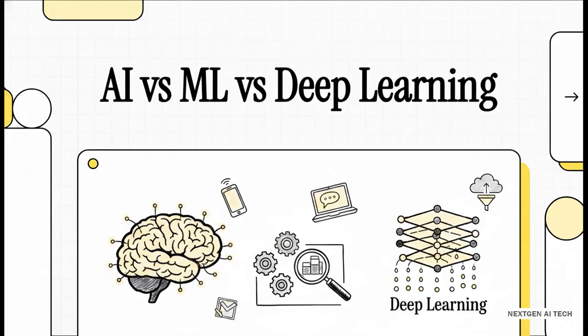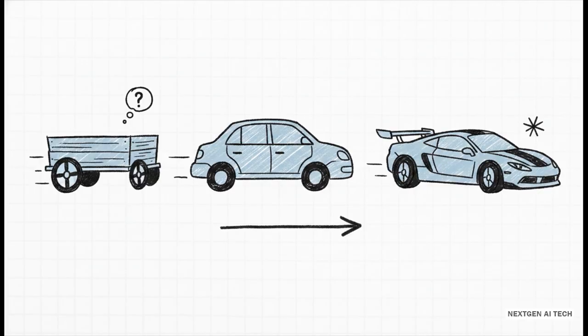Let's just jump right in and permanently clear this up, because this is probably one of the most common points of confusion in tech today. We hear these buzzwords all the time, right? But treating them like they're interchangeable is kind of like saying a wagon, a standard car, and a Formula One racer are literally the exact same thing. They're related, for sure, but there's a very specific hierarchy going on here.